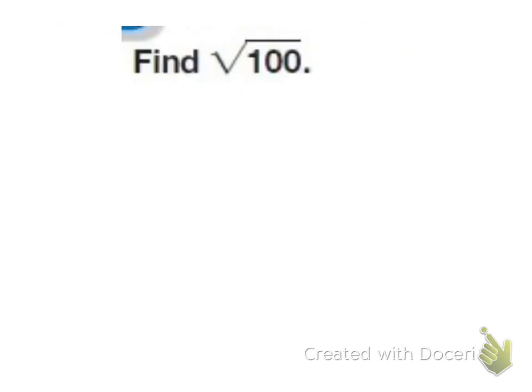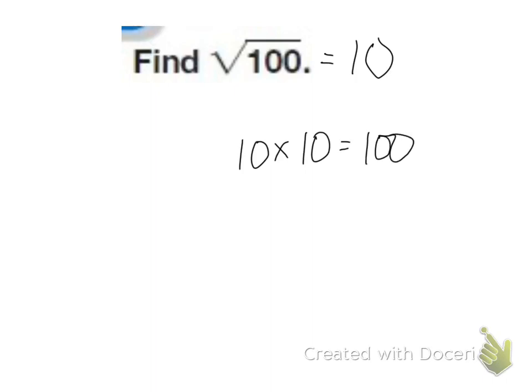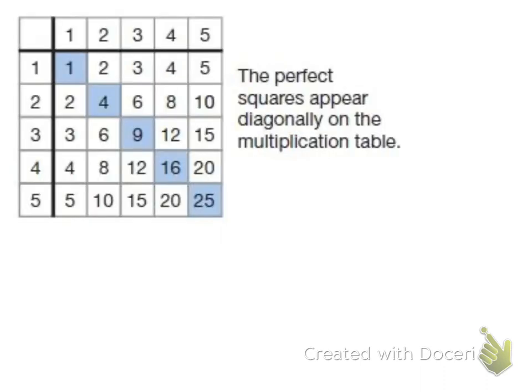So this problem says find the square root of 100. Well, the square root of 100 is 10 because 10 times 10 equals 100. It's kind of doing the opposite of a square. Okay. The perfect squares have a whole number square root.